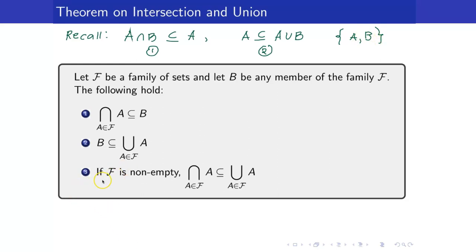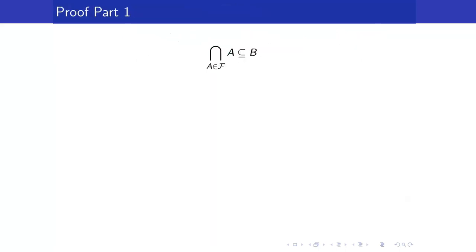Next, if the family of sets is non-empty, the intersection of all the sets will be a subset of the union of all the sets inside that family. Let us prove part one. Assume here that the family of sets is not empty. There will be a different proof if F is empty.